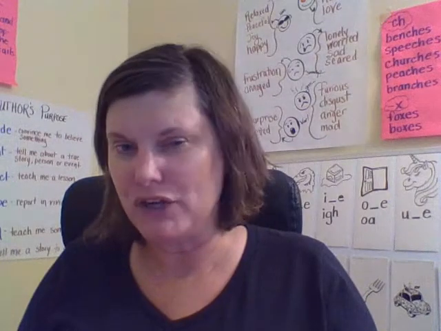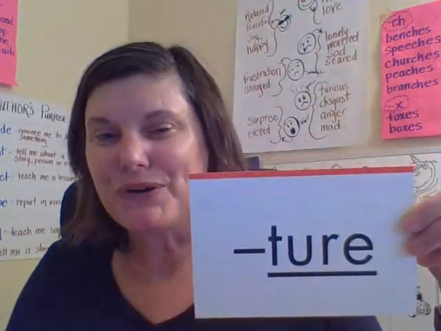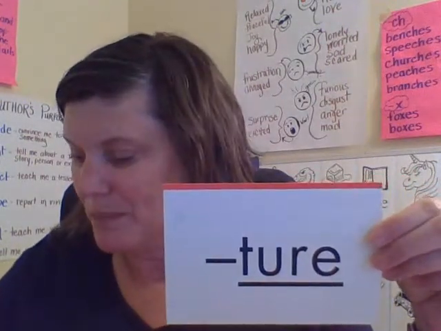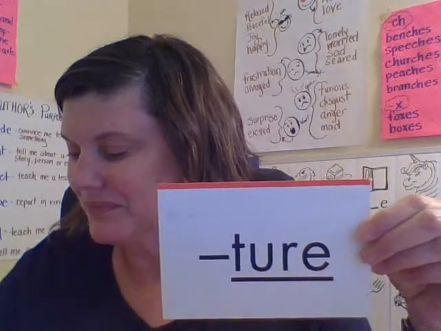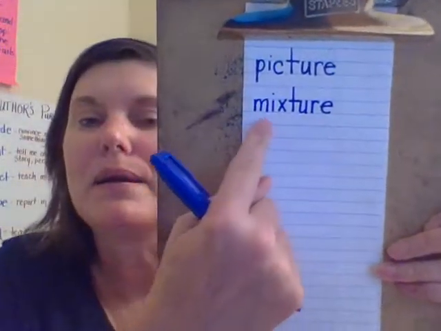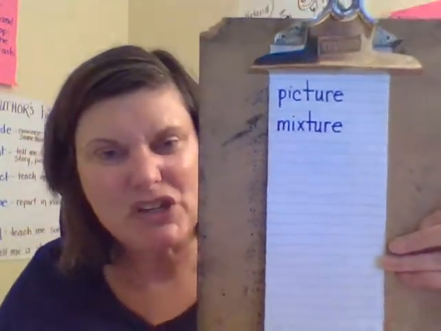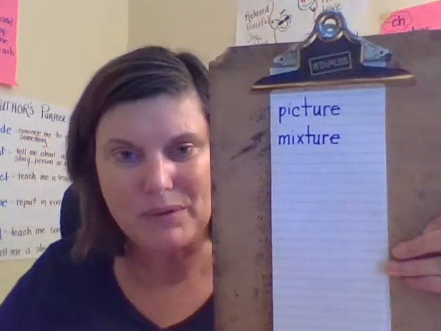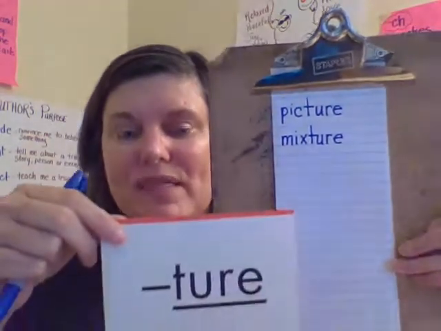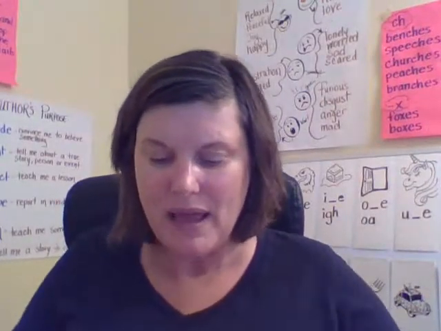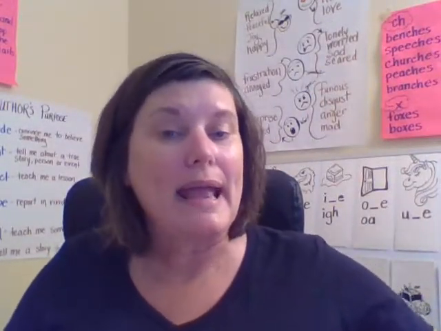Mixture. I hear chur again, like at the end of picture. So we are going to spell our new sight syllable again at the end of mixture. Mixture. So T-U-R-E. Let's take a look. Mixture. So mixture looks like a pretty tough word, but when you break it up into each individual syllable, mix was easy to spell, and then we know chur is spelled with T-U-R-E. Good job.